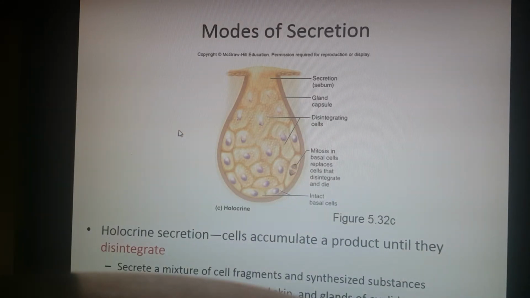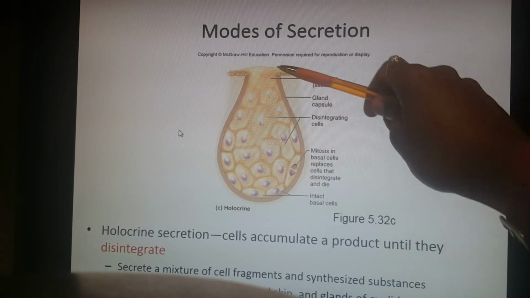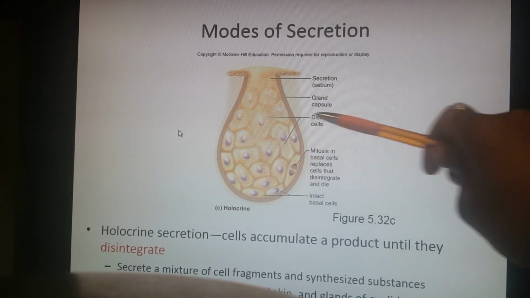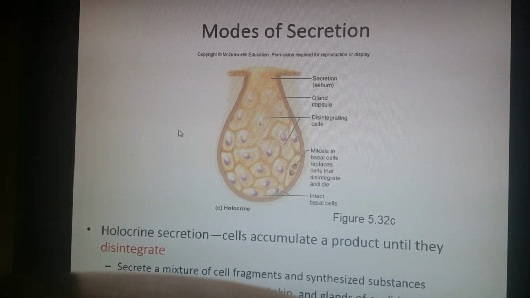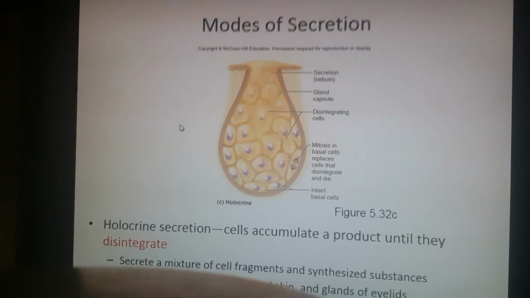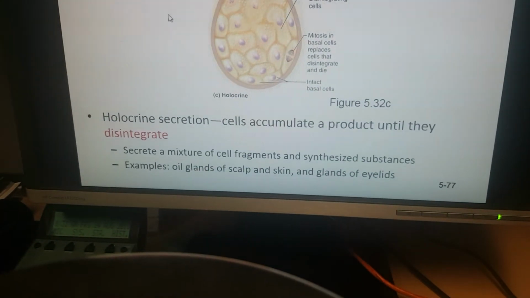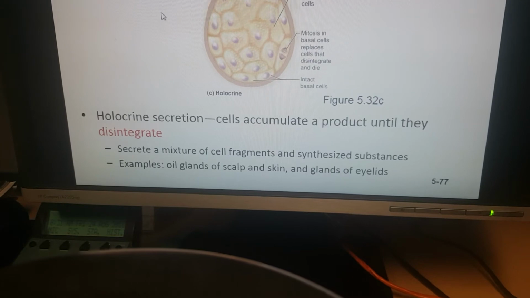The last type of secretion, usually for your oil glands, is holocrine secretion. So here near the top part of the glands, the cells are away from the basement membrane and they're going to eventually die off. As they die off, they also become part of the product. So the cells will eventually disintegrate and become part of the product. So you usually find these in your oil glands, in your scalp and skin, as well as some glands in your eyelids.